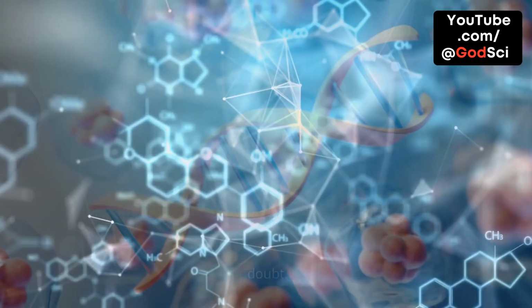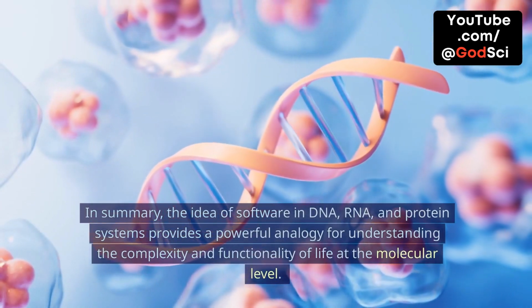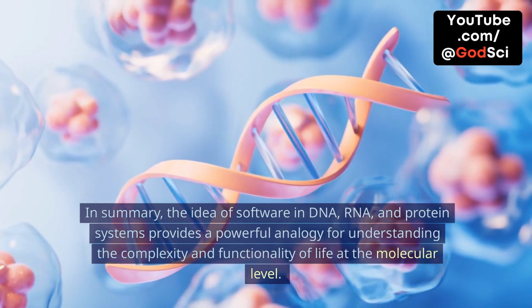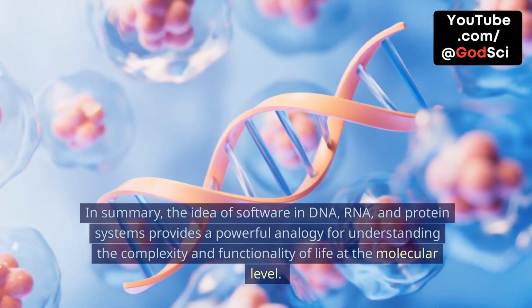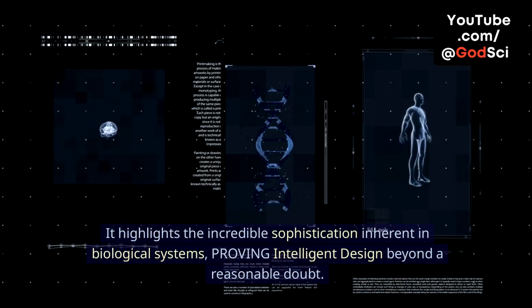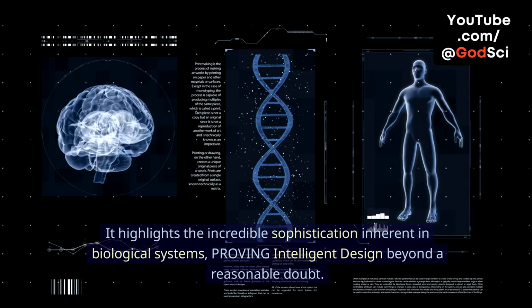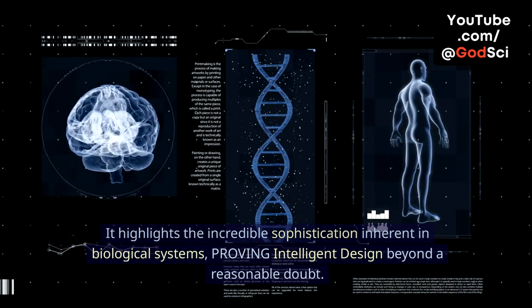In summary, the idea of software in DNA, RNA, and protein systems provides a powerful analogy for understanding the complexity and functionality of life at the molecular level. It highlights the incredible sophistication inherent in biological systems, proving intelligent design beyond a reasonable doubt.